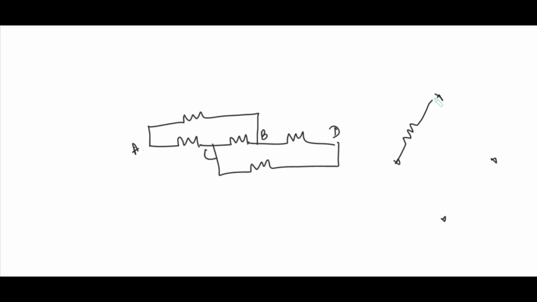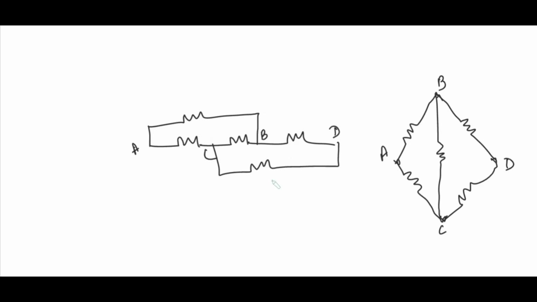Let's name this Wheatstone bridge with the names A, B, C and D. So this collection of resistors actually represents a Wheatstone bridge.